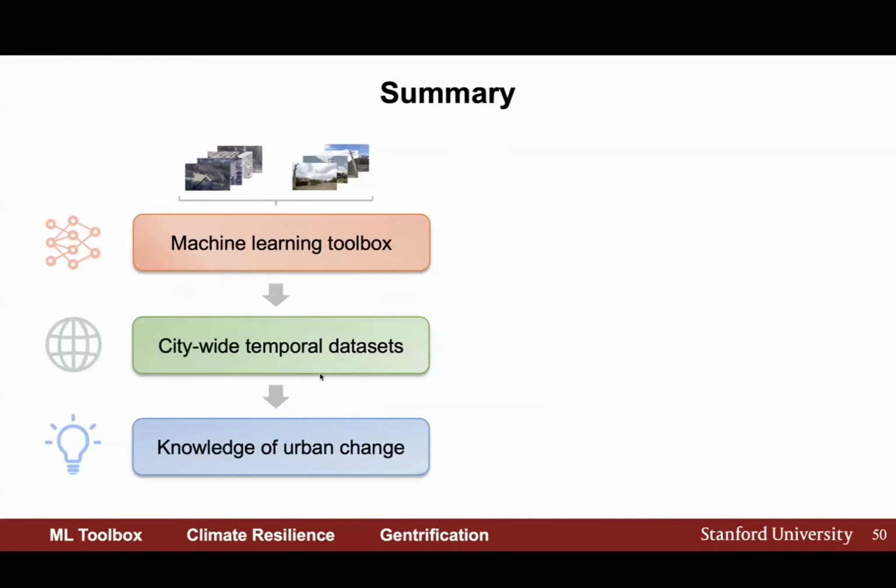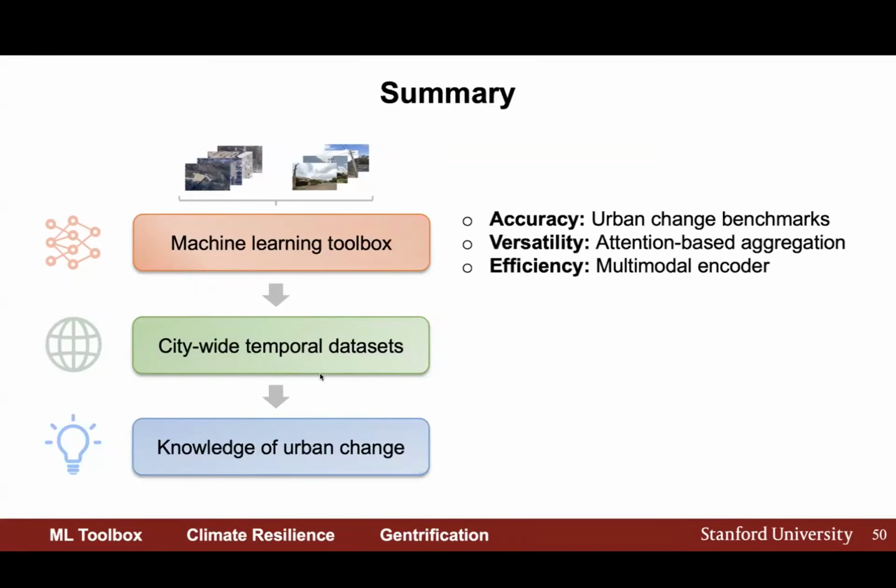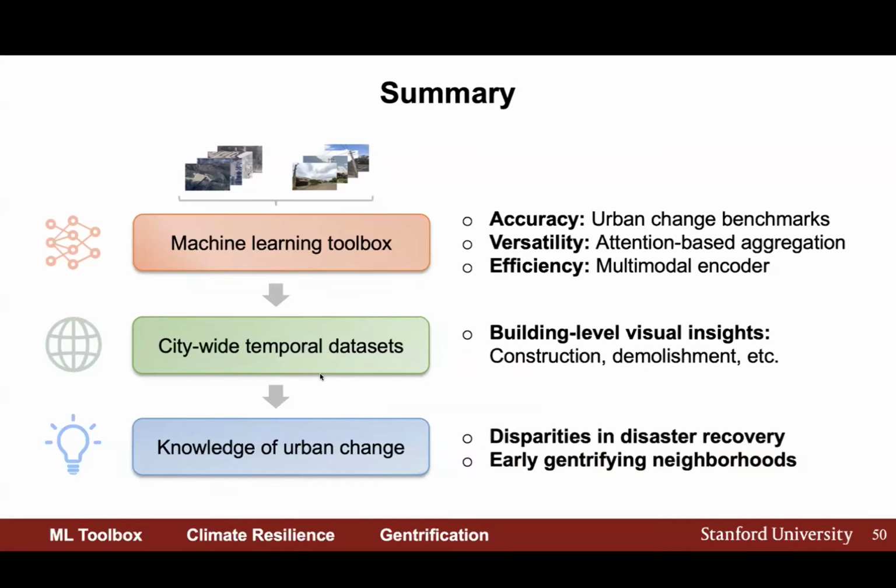A little summary of the talk here: we developed this machine learning toolbox to give us high accuracy, versatility, and efficiency for the research questions we're interested in. Using the toolbox, we're able to create very large scale and granular building level data sets, like those visual insights. The two examples I gave today are all using street views, but we can do things using satellites as well. I believe methods in satellites are more advanced than street views because satellite data are generally more available than street view data.